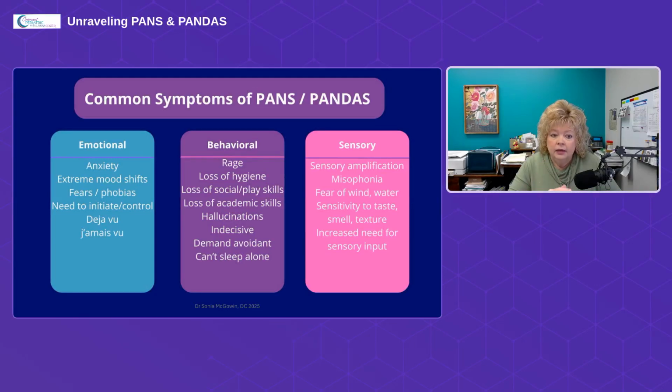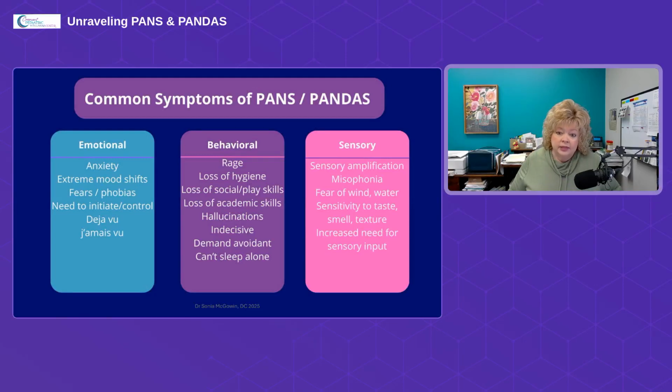They often struggle with a loss of handwriting and a loss of math. Those are kind of the two most common ones, but I'm seeing more and more kids who are struggling with a loss of reading skills as well. Sometimes these kids report that they have auditory or visual hallucinations. They can be very indecisive. So making decisions can be very difficult. They tend to avoid demands. They can't sleep alone, like I mentioned.